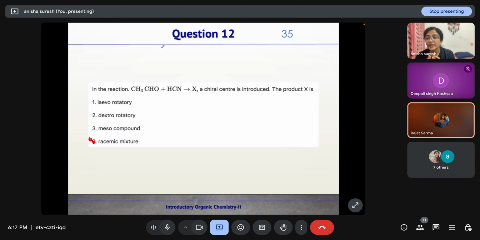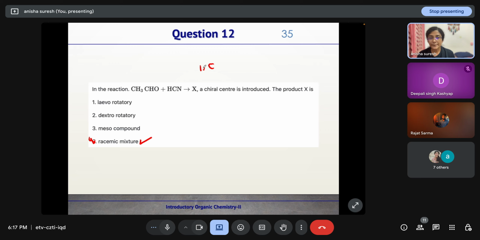So here both are possible, right? The attack can take place from the re-face or it can take place from the si-face. Both are of equal probability. So we will be getting equal amounts of R and S. Both enantiomers will be equally probable. So because of that, the answer will be racemic mixture.